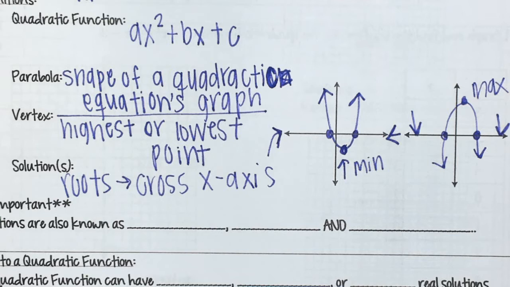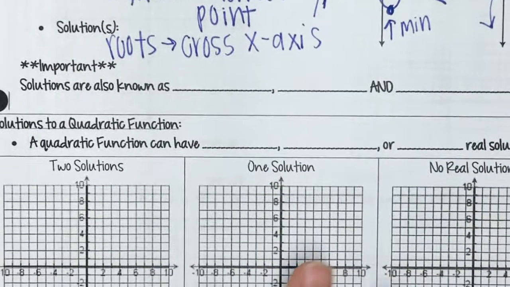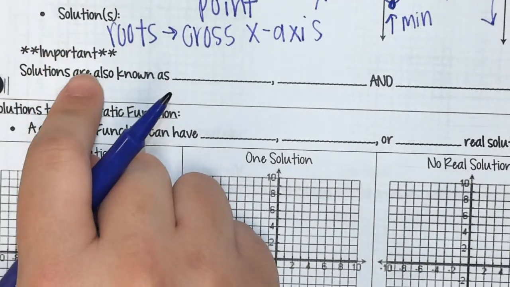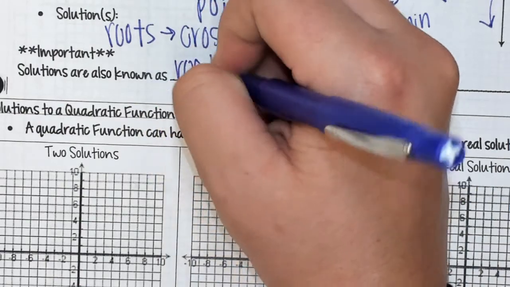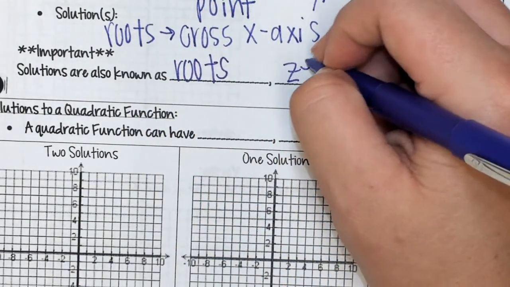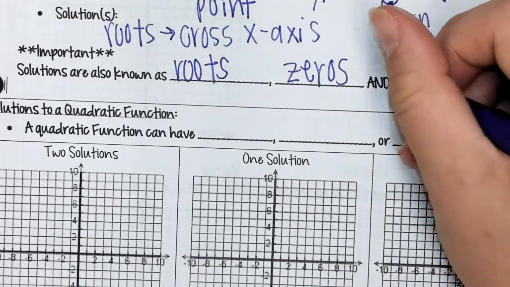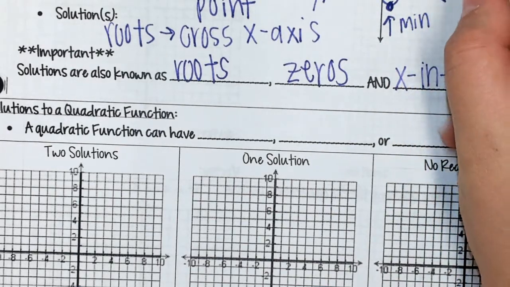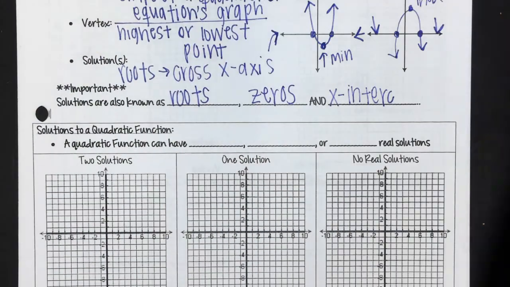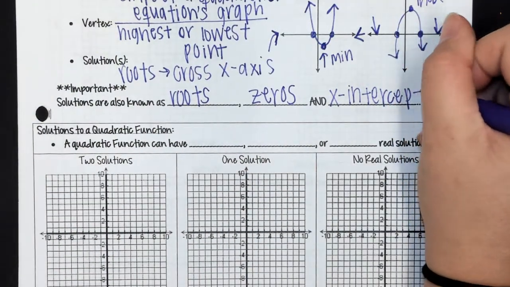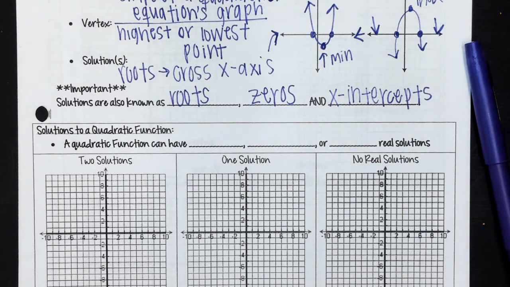Okay, we've been calling them roots, which is what I'm going to continue to call them. But there are 3 names for solutions, or your roots. So they are known by roots. What's another word? Yes, very good. Zeros and x-intercepts. Okay? So that was just a review, right?